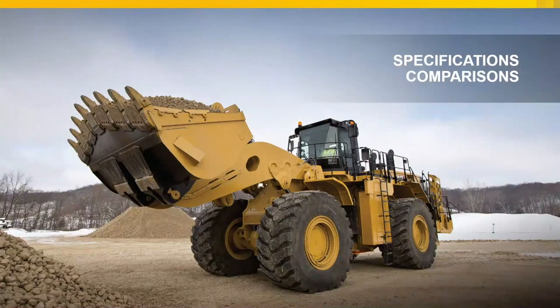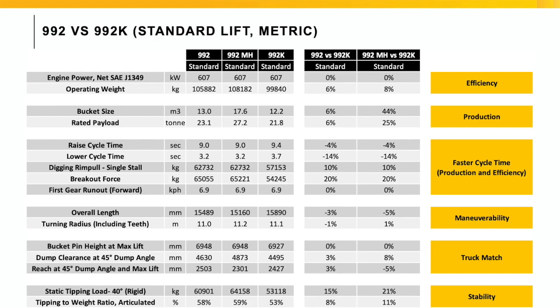Let's take a quick look at the specs comparison. So starting with standard lift machine, I'm not going to go through all these specs, but I do want to highlight one thing. Let's just take a look at the static tipping loads. So, and just at the percentages. So we'll take the static tipping load, 40 degrees articulation, and just to compare back to the 992K, you can see that we have a 15% improvement in stability with the standard configuration, and then the material handler, that extra counterweight, makes the machine 21% more stable.